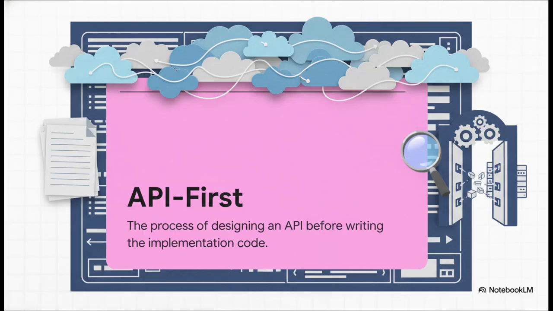So, the takeaway here is simple, but it's profound. API first means you treat your API like a first-class citizen in your development process. You design it, you discuss it, you argue about it, and you agree on it, all before a single line of implementation code ever gets written.